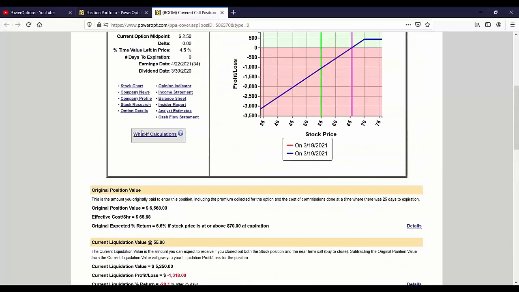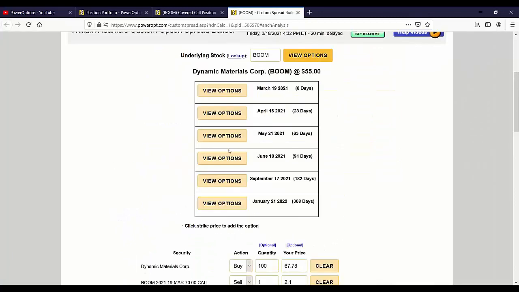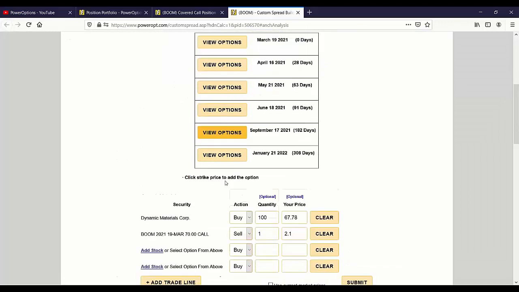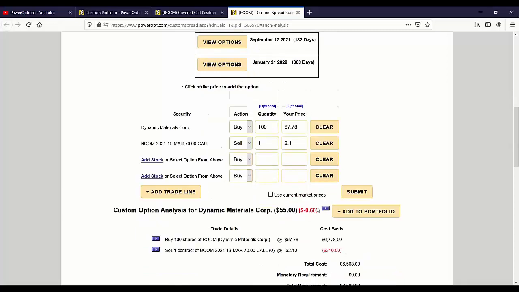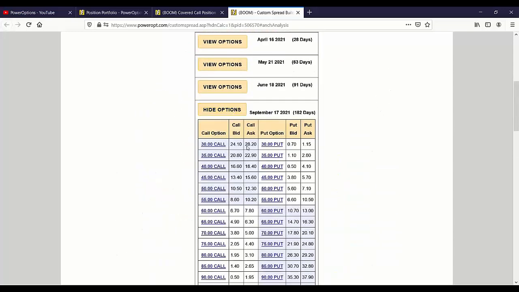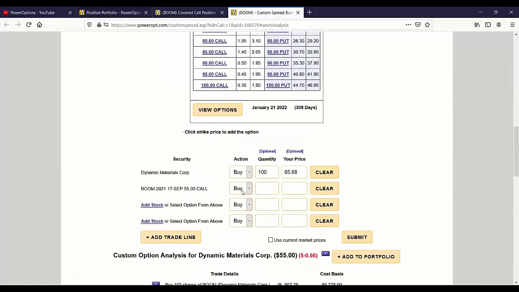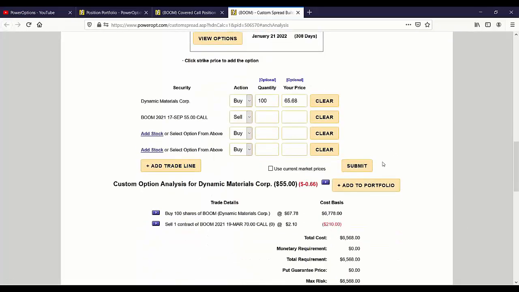Well, yes, you could manually evaluate a rollout opportunity going to the profit and loss chart or what if calculations. And I could evaluate rolling further out in time. We'd have to go to September, 182 days away. So remember, this expired worthless. So my cost basis is 65.68. So let me just change that on the profit and loss field real quick. It was 65.68 after my call expired. We didn't buy it back in this case. Let's go to September. And maybe the 55 call for September is going to give me a high enough premium here.